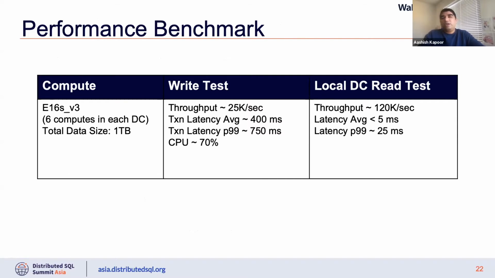For the benchmark, we used E16 compute and approximately 1 terabyte of total data. We were able to achieve a throughput of 25K per second, and the transaction average was 400 milliseconds. Our latency was 700 milliseconds, and CPU utilization during that time was approximately 70%. We were able to get a throughput of 120K per second and an average latency of less than 5 milliseconds. And for the 99th percentile, it was around 35 milliseconds.